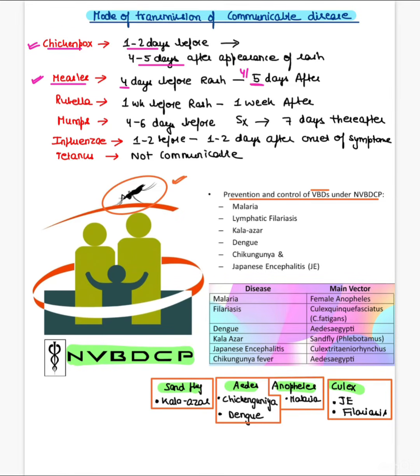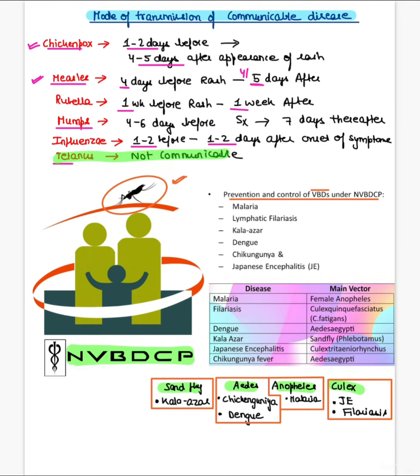Then rubella, guys. Rubella has 7 letters, so remember, 1 week before to 1 week after. Remember the same with mumps also, guys. Mumps is 5 days before to 7 days after. Then influenza, that is 1 to 2 days before to 1 to 2 days after the onset of symptoms. Tetanus, guys, is not communicable.